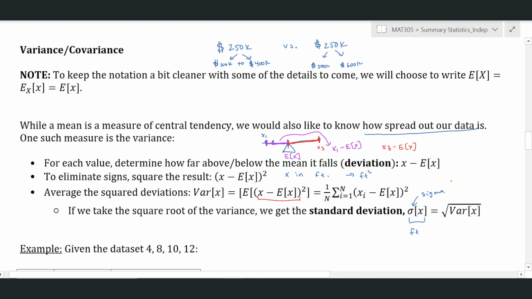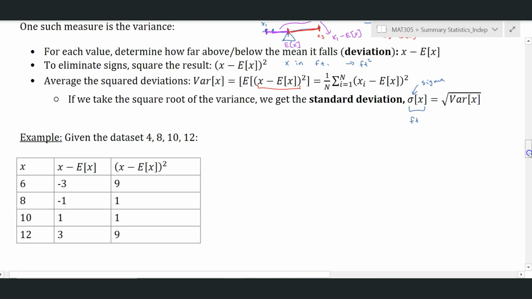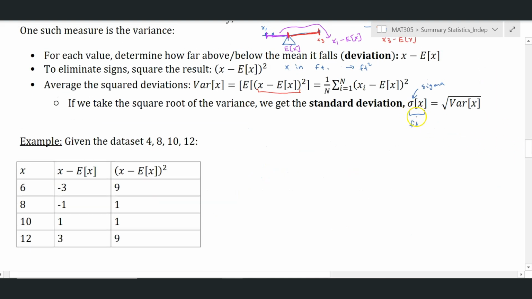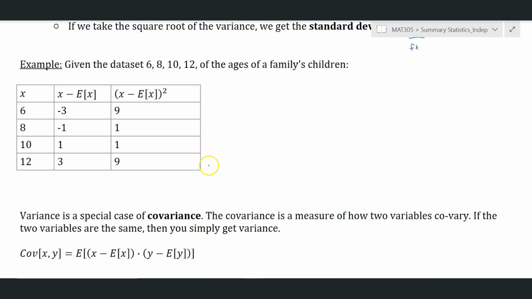But oftentimes we use the variance. Mathematically, if you want to interpret it, it makes more sense to talk about standard deviation, because then you could say, well, on average, the feet are spread from the mean by a certain number of feet. So let's go ahead and take a look at a sample computation.